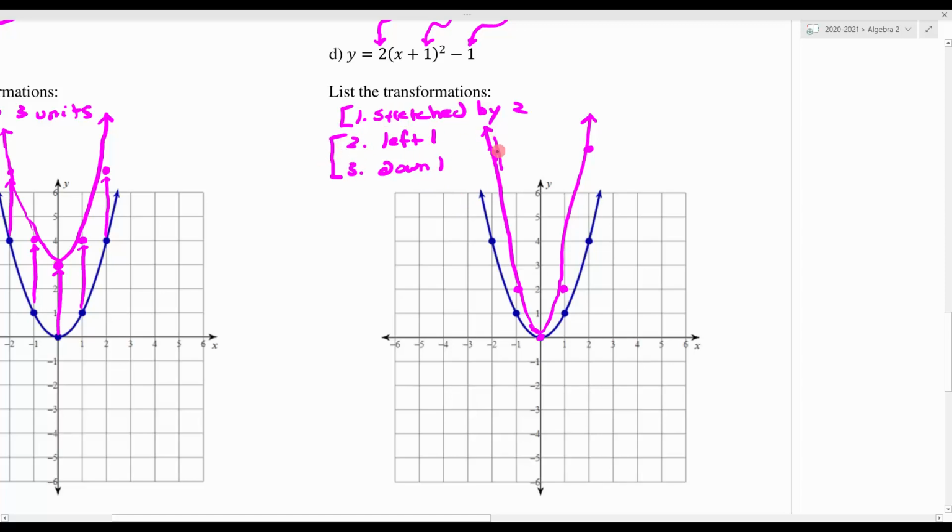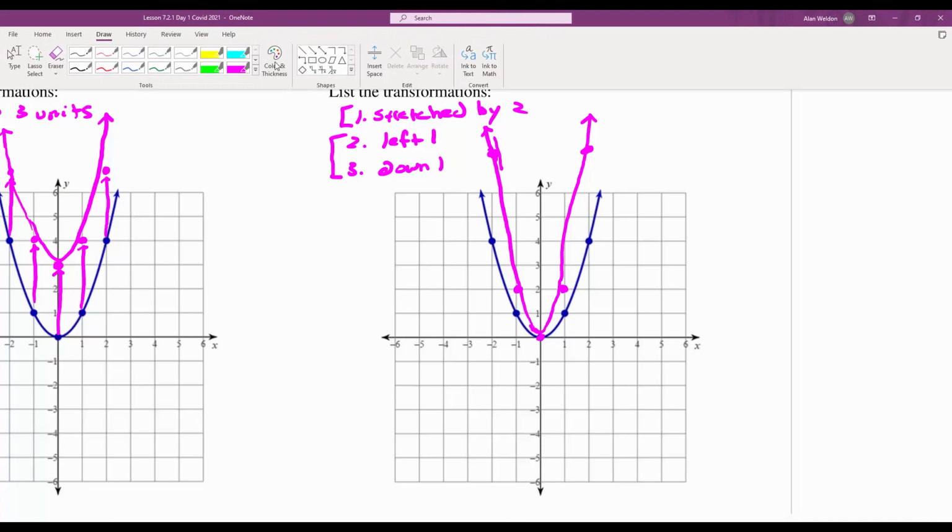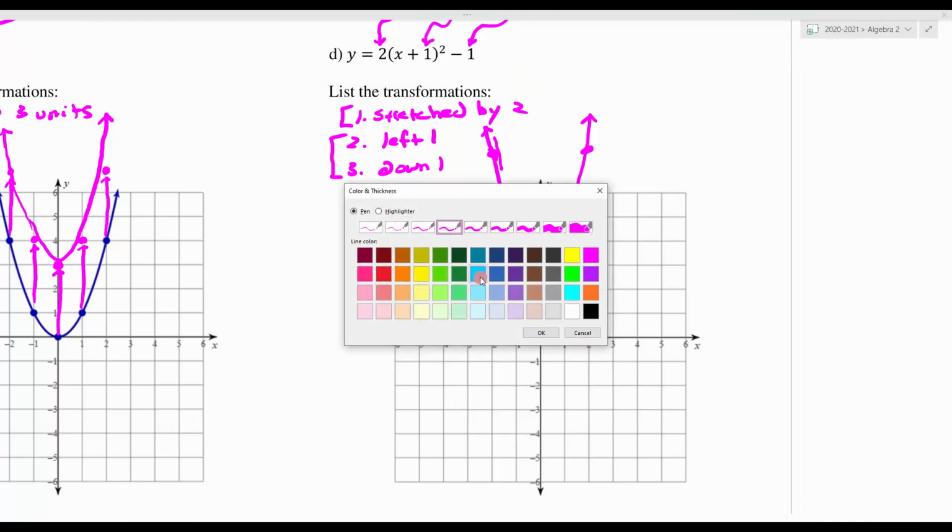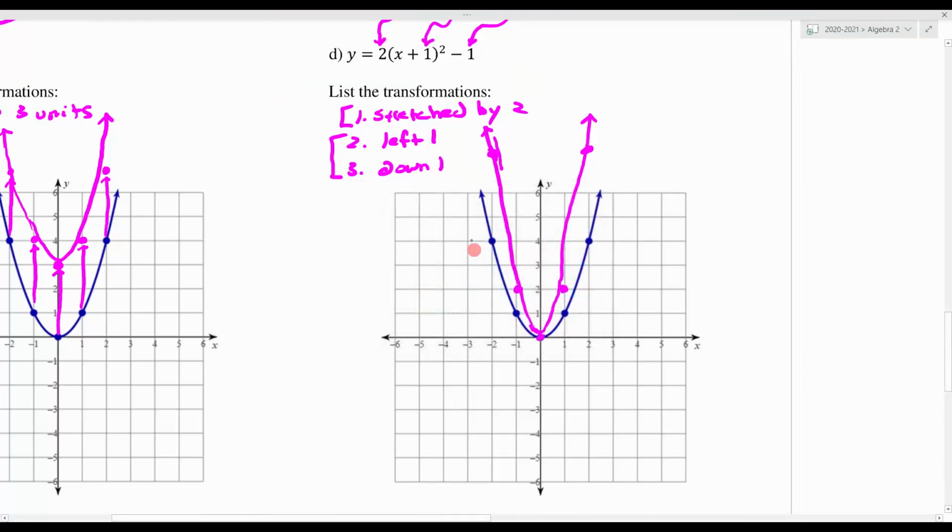Now I'm going to do step 2 and 3 at the same time here. Make sure you can see your points after you've done step 1, because now we're working with the parabola after I've completed step 1. So I'm working with my pink parabola. I'm going to switch colors here so that we can differentiate between the final parabola. So let's go to like a bright blue here. All right, so I'm going to do this next.